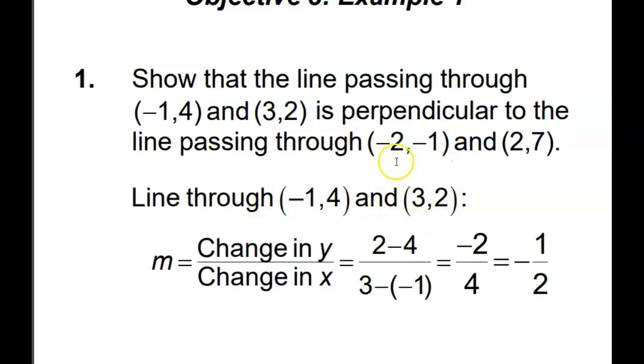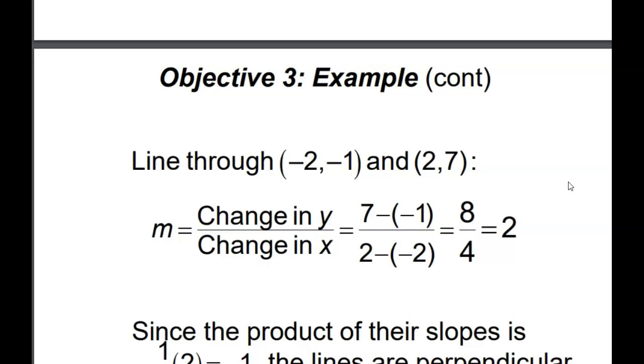I do y2 minus y1, 2 minus 4, over x2 minus x1, 3 minus a negative 1, and you get a positive 4. Negative 2/4, or negative 1/2. So the slope of my first line is negative 1/2. I'm not ready to draw a conclusion. I have to find the slope of the other line and then multiply them together.